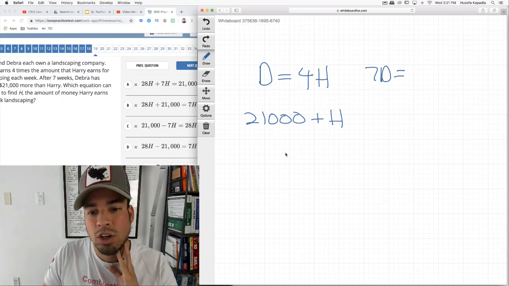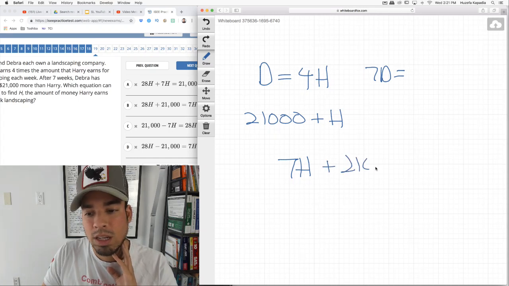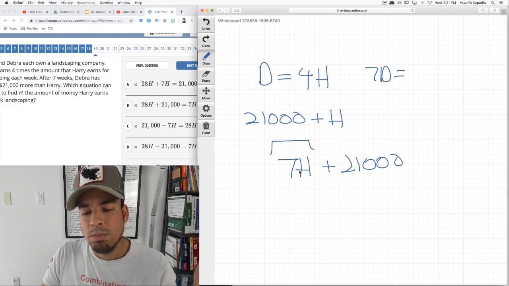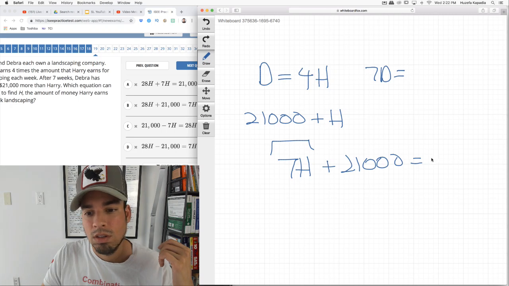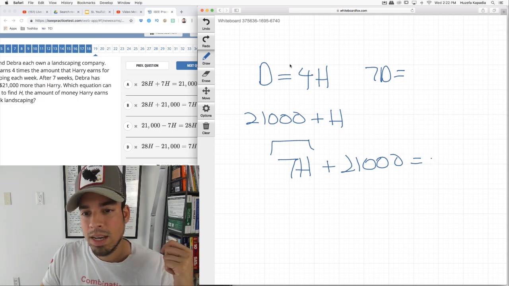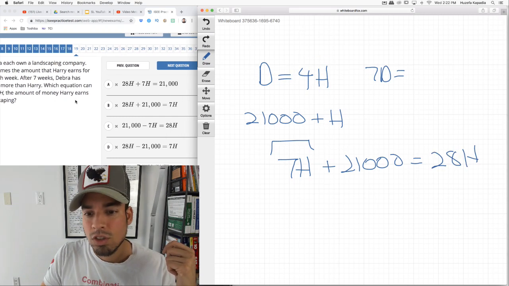So 7H. Oh, got it. So 7H plus 21,000. So Harry in 7 weeks, right? Plus 21,000 equals 7D, which is the same as, since D equals 4H, 28H. That's our equation. 7H.